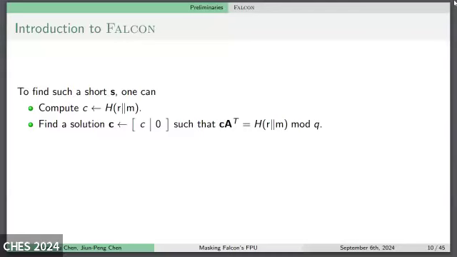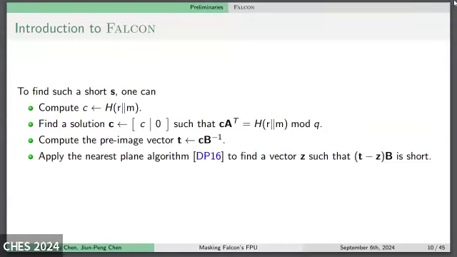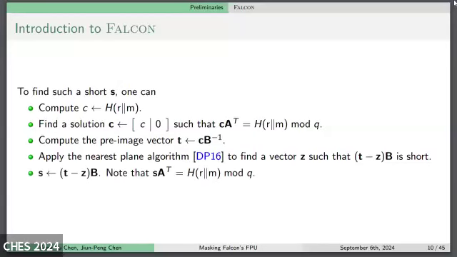But C is not short. So we then find the parameter vector t, which is CB inverse, and then apply the nearest plane algorithm to find a vector z such that t minus z times B is a short vector. And now this short vector is the signature s. And note that this s times A is really equal to h of r modulo q. Here we mark the third step red because this is where side-channel attacks have happened, and this is a problem we want to address in our paper.